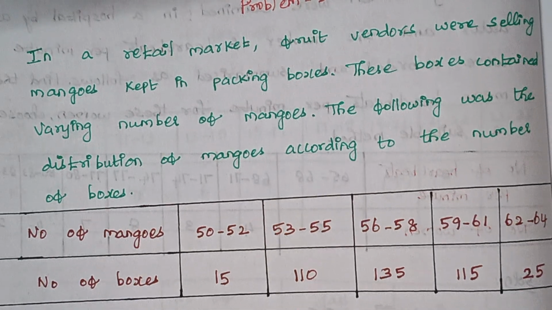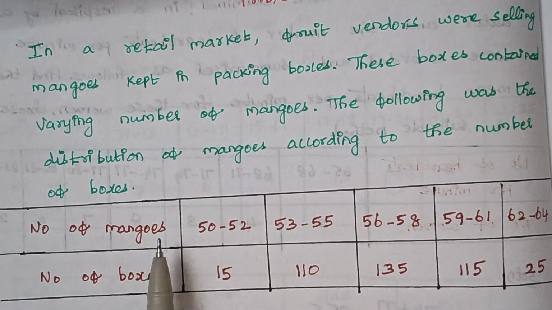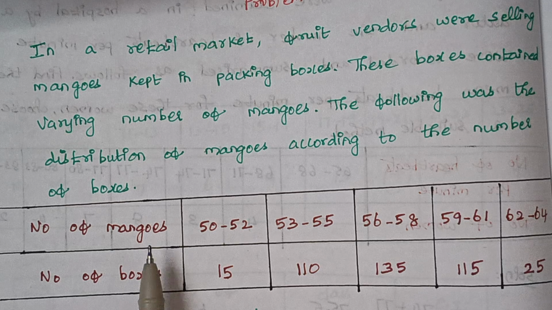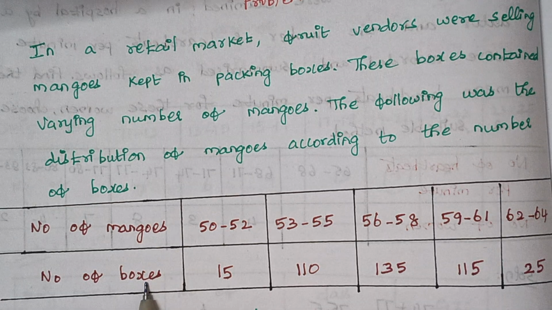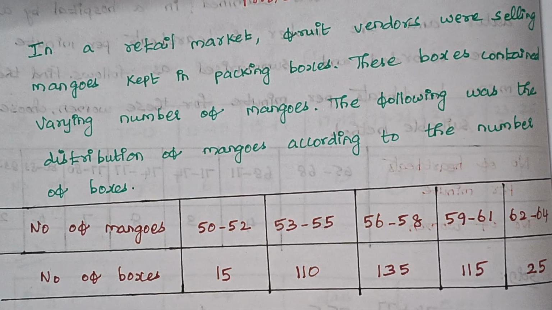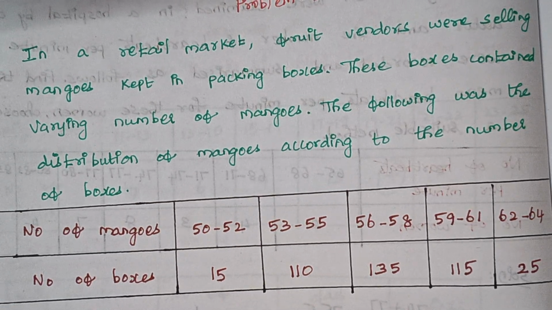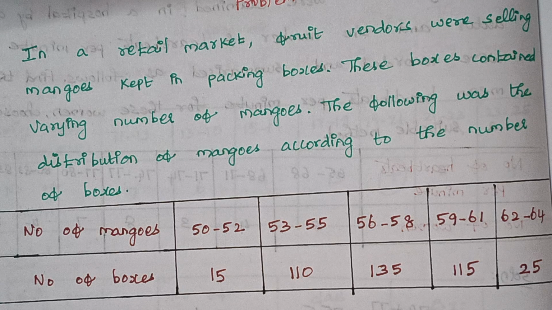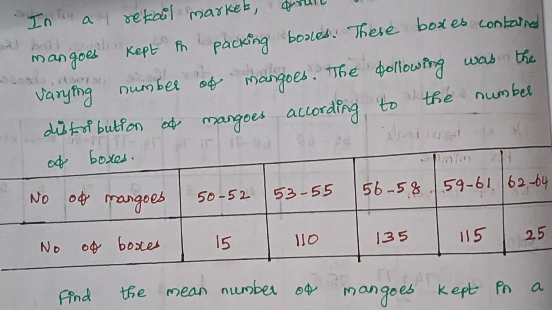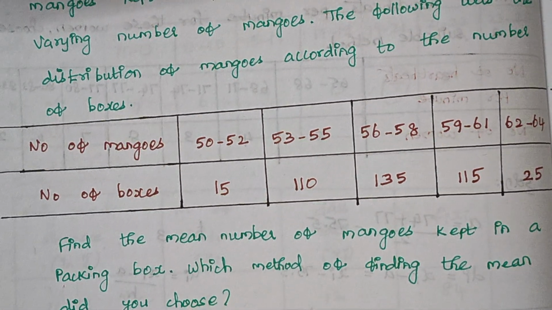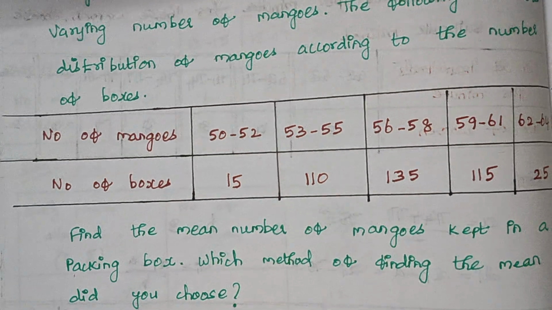So this is the given data. Number of mangoes and number of boxes are given. Then find the mean number of mangoes kept in a packing box. Which method of finding the mean did you choose? So here these are all the given data.